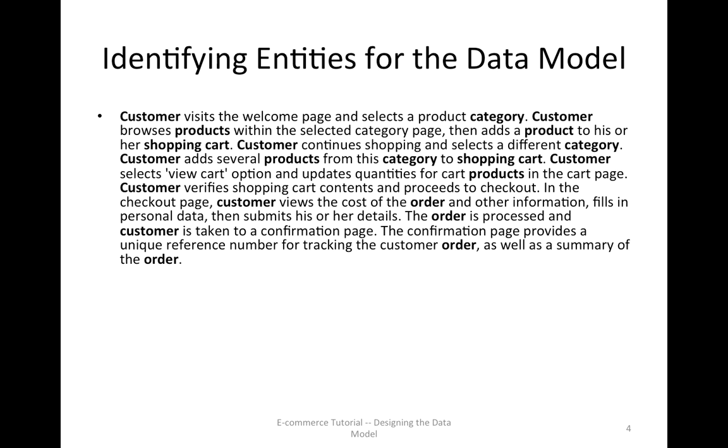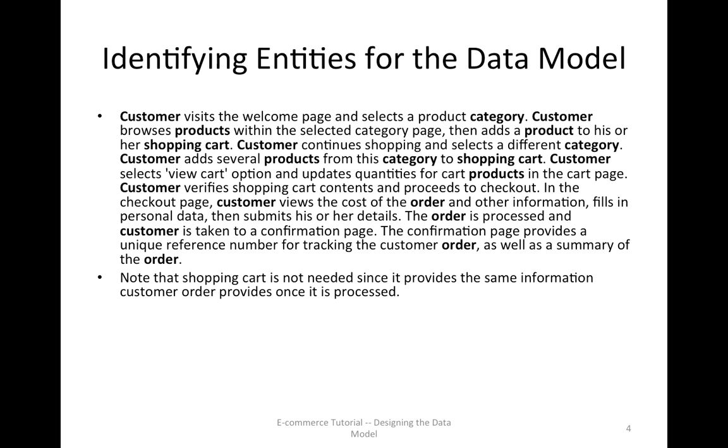In the checkout page, the customer views the cost of the order and other information, fills in personal data, then submits his or her details. The order is processed and the customer is taken to a confirmation page. The confirmation page provides a unique reference number for tracking the customer order, as well as a summary of the order. Now, you might already notice that we used bold font to highlight those lines. However, we notice that the shopping cart is not needed, since it provides the same information that the customer order provides once it is processed.